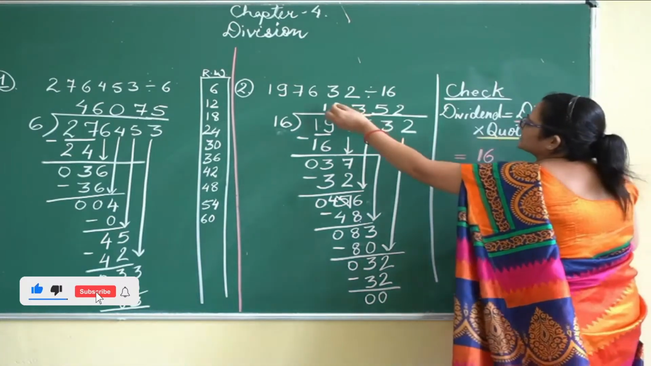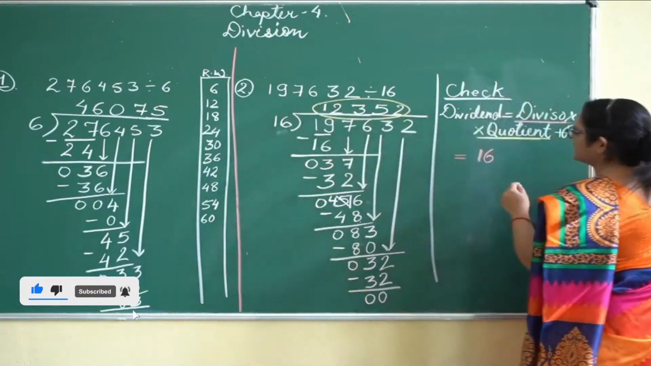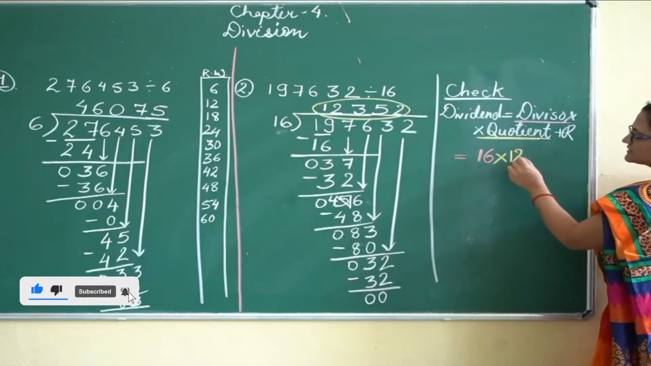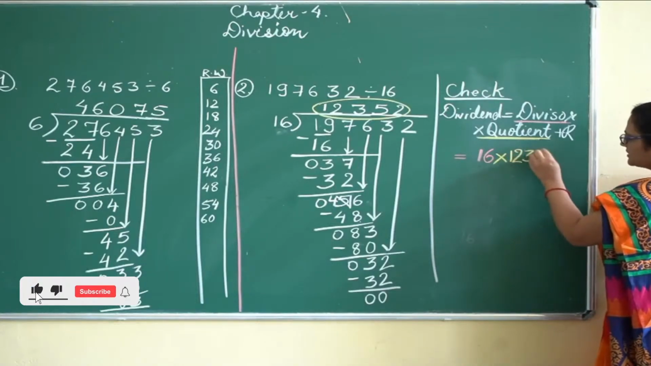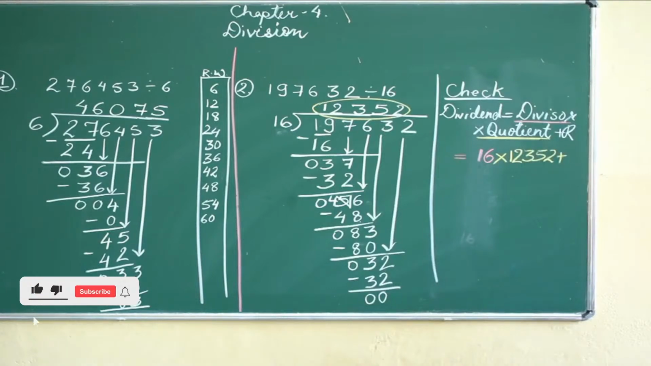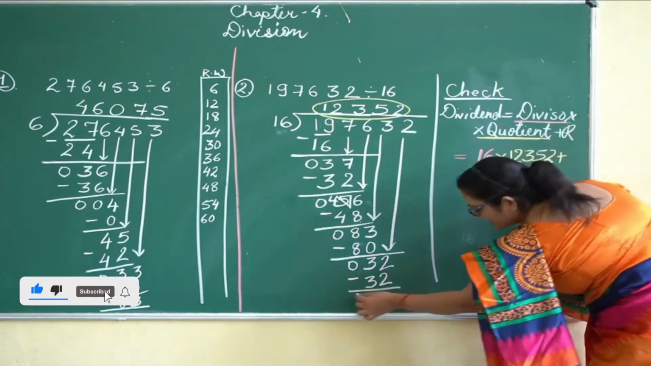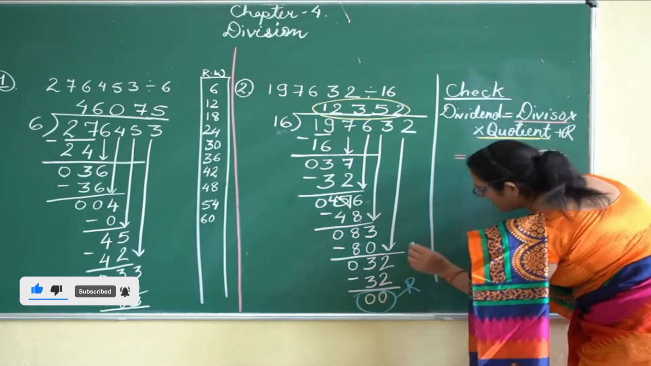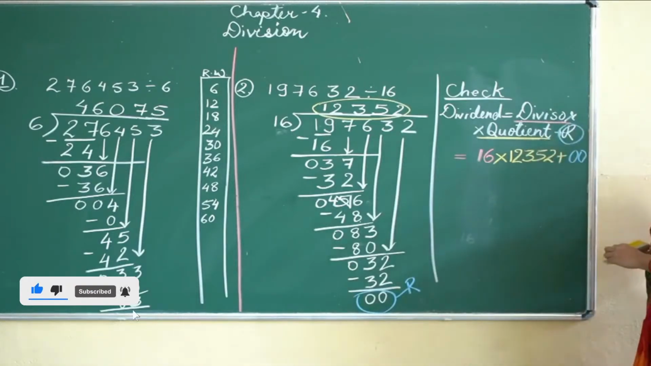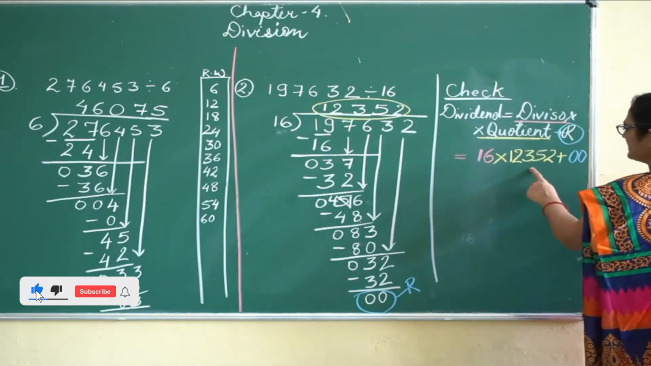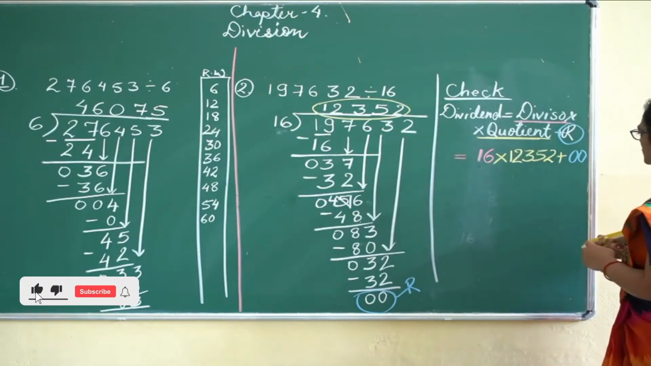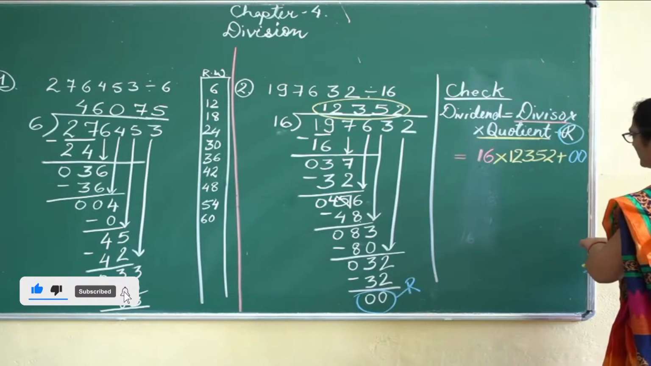The quotient is the answer that we are getting. This is the quotient. Multiply by the divisor, that is the quotient, plus the remainder. What is the remainder in this? The remainder is this number. What is the remainder? 0. Now we will multiply 16 by 12,352 and then we will add 0 as the remainder.